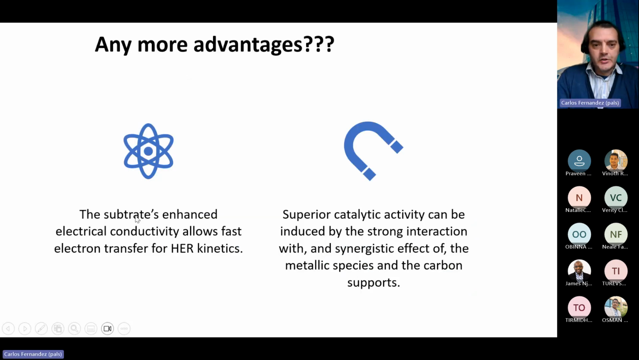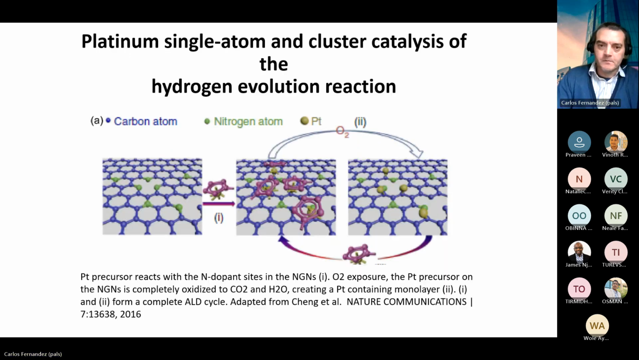Any more advantages? The substrate's enhanced electrical conductivity allows fast electron transfer for the hydrogen evolution reaction. The superior catalytic activity can be induced by the strong interaction and synergistic effect of the metallic species and the carbon supports. This is basically what we were saying earlier on, this bimetallic effect of platinum and another critical raw material that we mentioned.